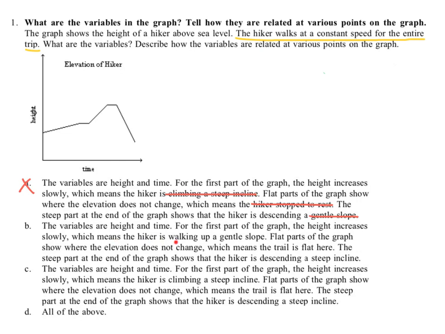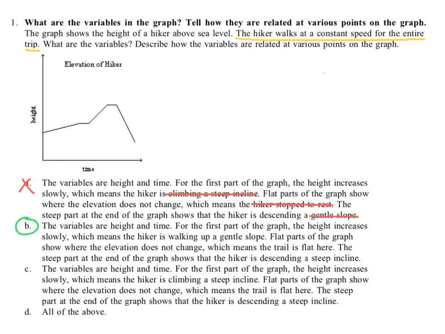Okay, so let's keep going. Hike up a gentle slope, flat parts show where the trail is flat. The steep part at the end of the graph shows that the hiker is descending a steep incline. Yeah, that's what I had said earlier. So I like B. I like B. I'm going to circle that, and let's come back to it in a second.